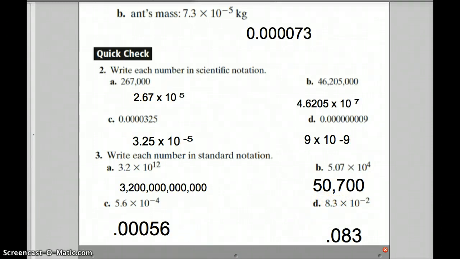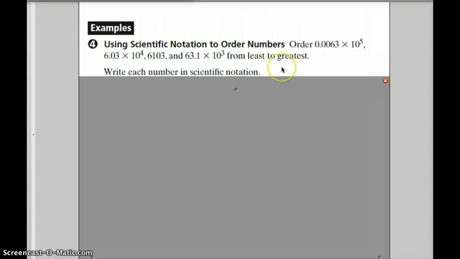Moving on to the next example, we are now arranging numbers from least to greatest. So the first thing you want to do when you have a bunch of numbers, and some of them are in scientific notation and some of them aren't, is make them all proper scientific notation. So in this case here, we have to move the decimal between the 6 and the 3, and we've moved it 3 spaces to the right, which means we are going to subtract 3 more from the exponent here. So this is actually going to become 10 to the 2.